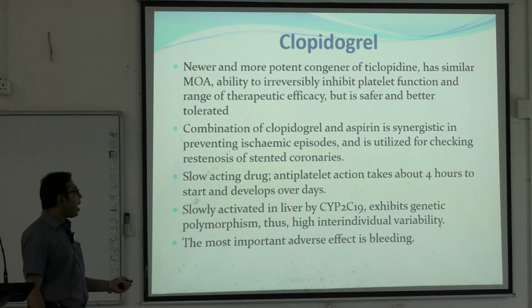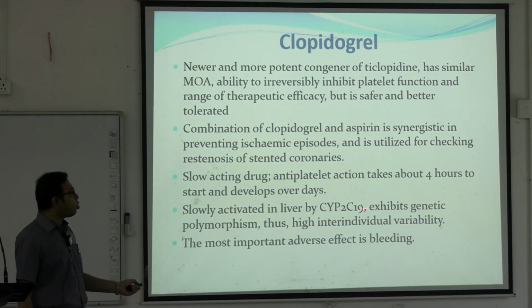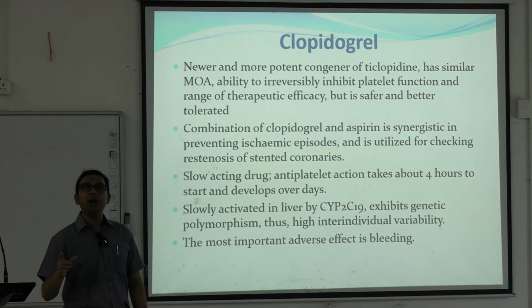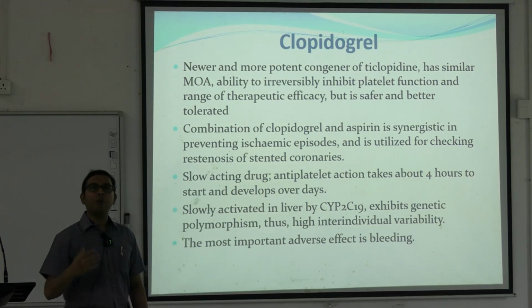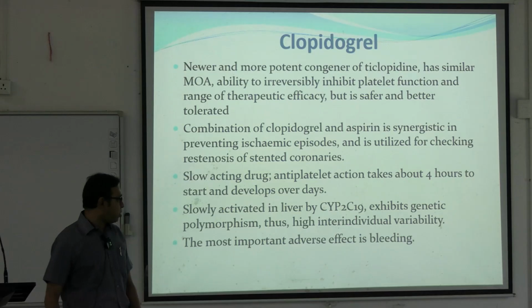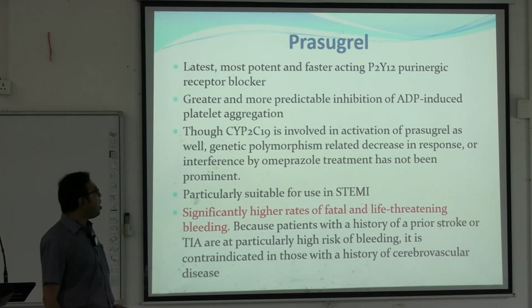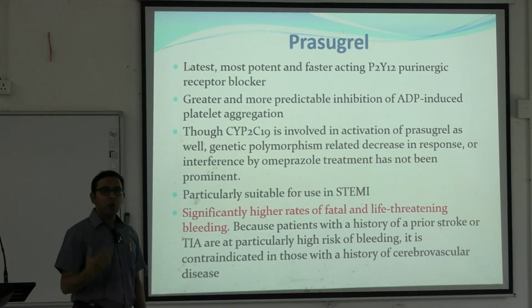It is slowly activated in the liver by cytochrome 2C19. That's why clopidogrel also shows some genetic variability. That is, in some persons the clopidogrel will not act as it should. The most important adverse effect is bleeding, but otherwise the chance of bleeding is less in comparison to the previous ones. Prasugrel is the newest one.